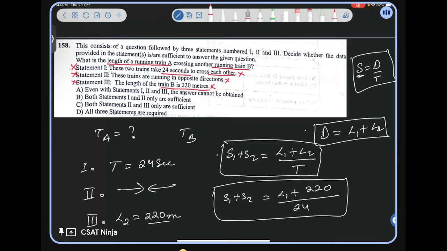So the answer here is that even with statements number 1, 2, and 3, the answer cannot be obtained, which is option number A. Are we clear with that? Any doubts you want me to clarify? Clear? So let us go to the next question now.